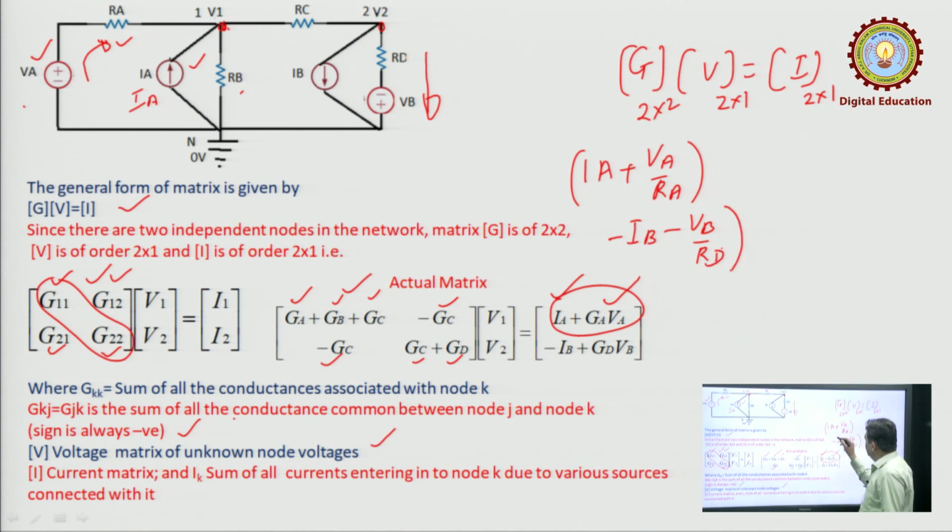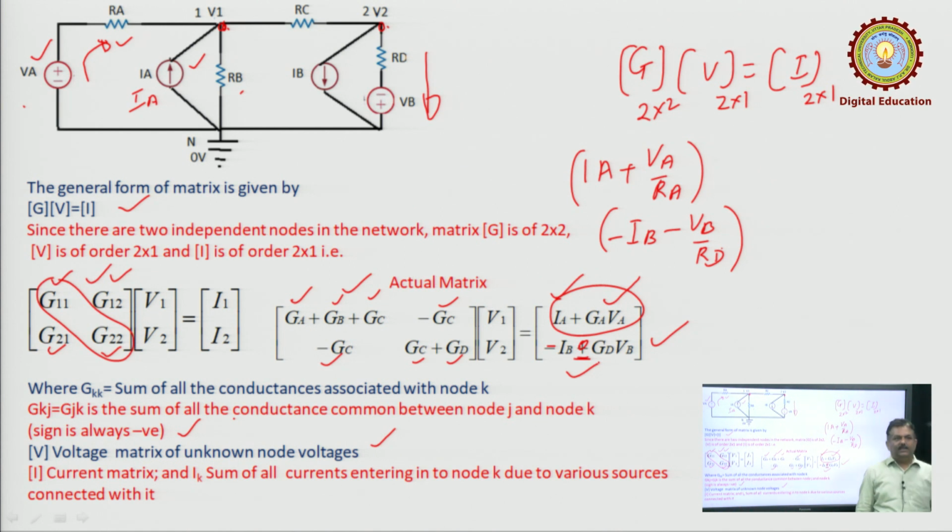So, this is the net current. Minus to plus, this is leaving, so this sign will again come out negative. So, minus IB minus GD into VB is the net current going out of this node. Both the signs will come out negative. So, this is how we can directly write the equation by observation.